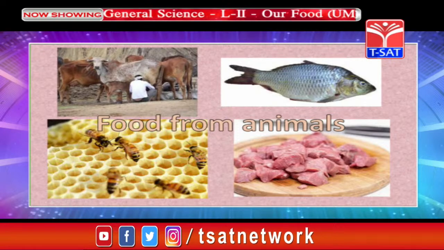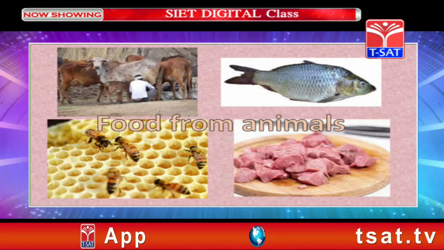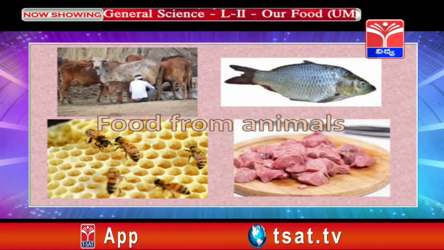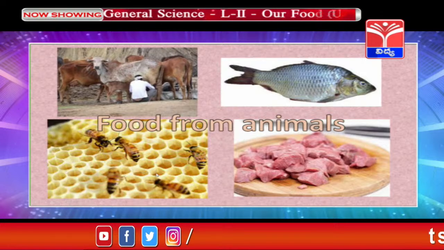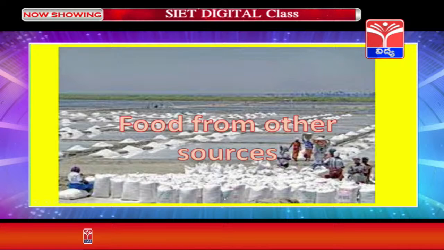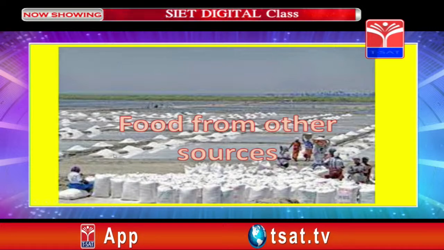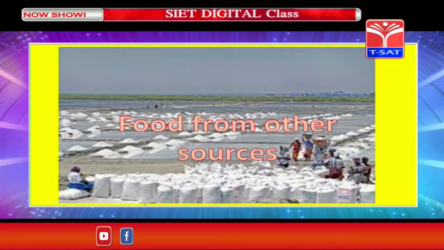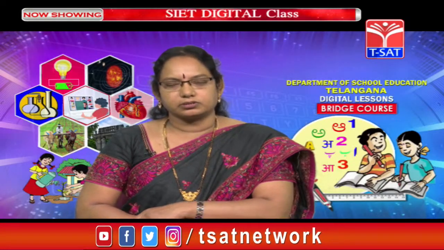Now food from animals. What all do we get from animals? We get milk, we get meat, that is from hen, goat, and fish meat also we eat, no? And also we get honey from honeybees. Now we also get food from other sources. Can you say what this is? Yes, this is salt. When sea water is dried like this, we get salt crystals. So we get food from plants, animals, and other sources also.